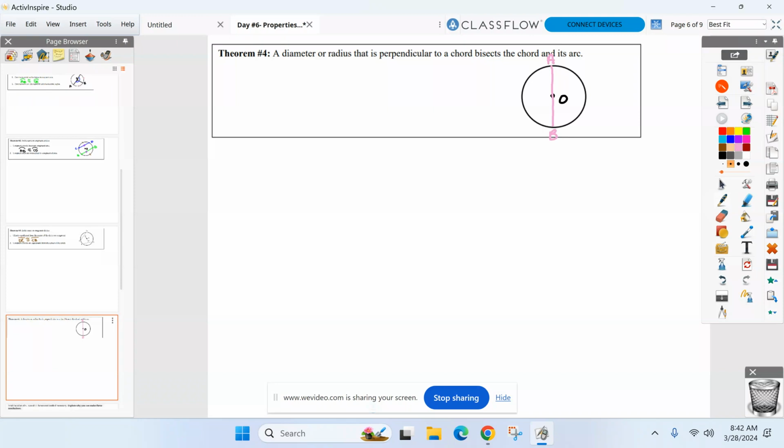So chord diameter AB, I got a chord CD that's perpendicular to it. So make sure we got our right angle symbol. Last piece I need from you guys, the intersection of the diameter and the chord, the intersection point, call E. All right, please call point E.